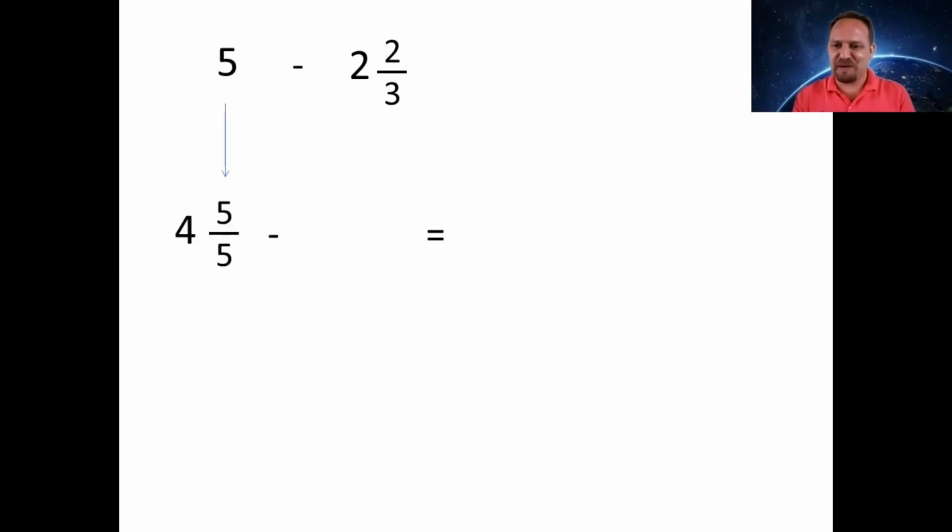All you need to remember, guys, is that when you have a numerator the same as the denominator, that will equal a whole number. For example, 1 over 1 equals 1, 2 over 2 equals 1, 3 over 3 equals 1, and so on. So 5 over 5 is equal to 1, 4 plus 1 is 5, isn't it? Now we have 4 and 5 over 5 minus 2 and 2 over 3.